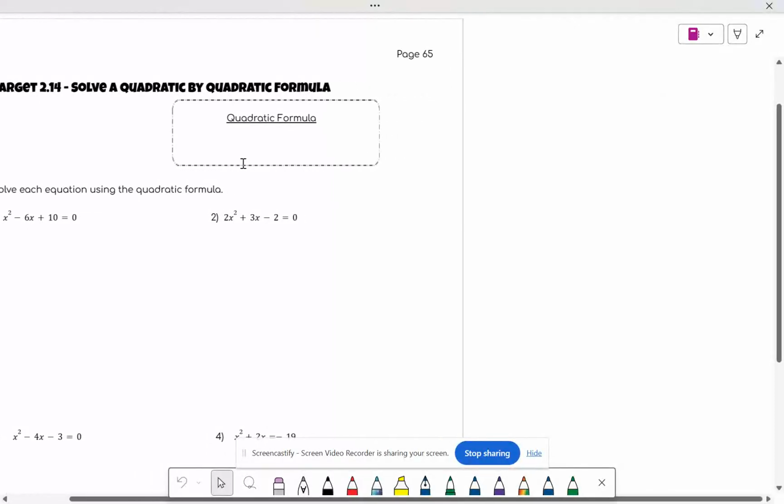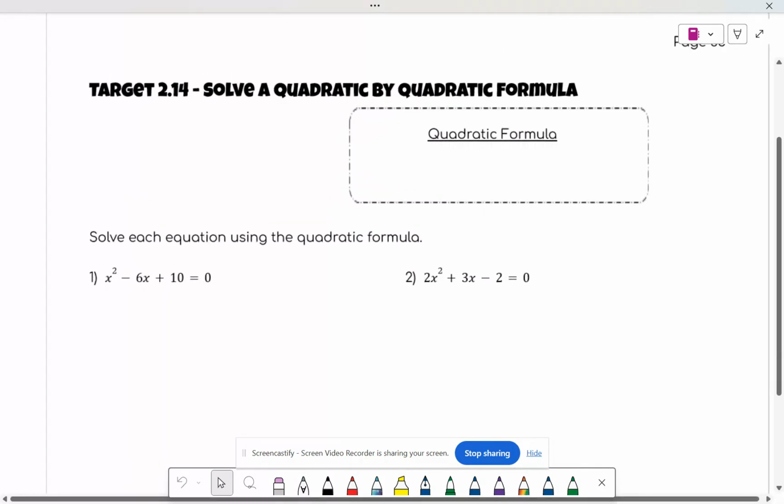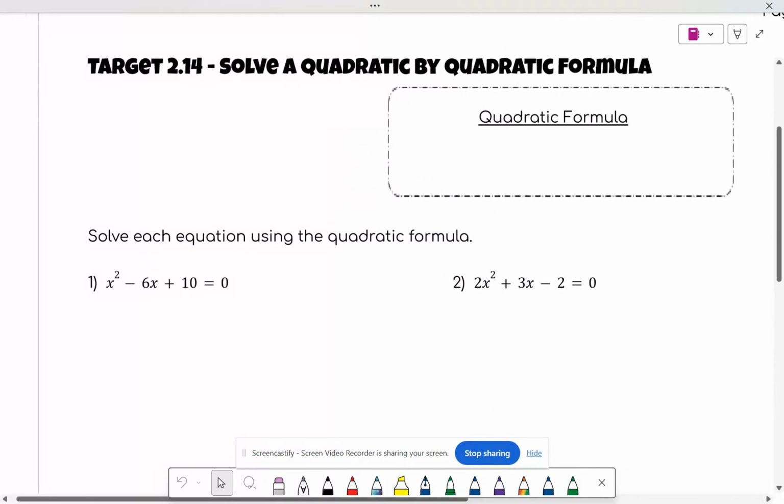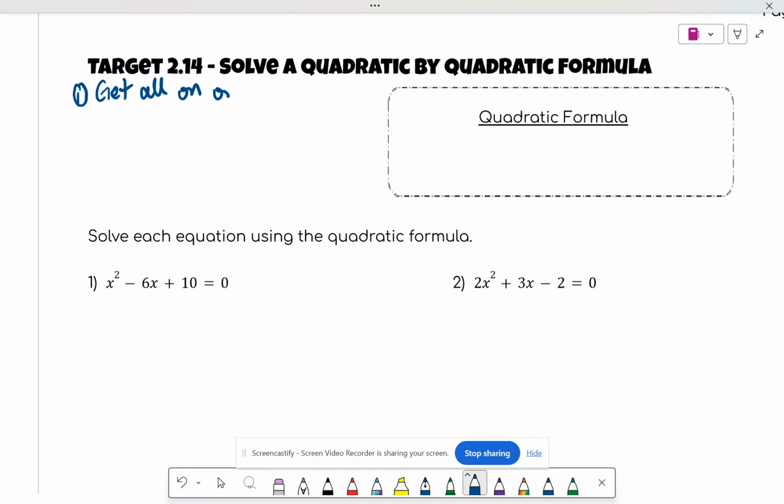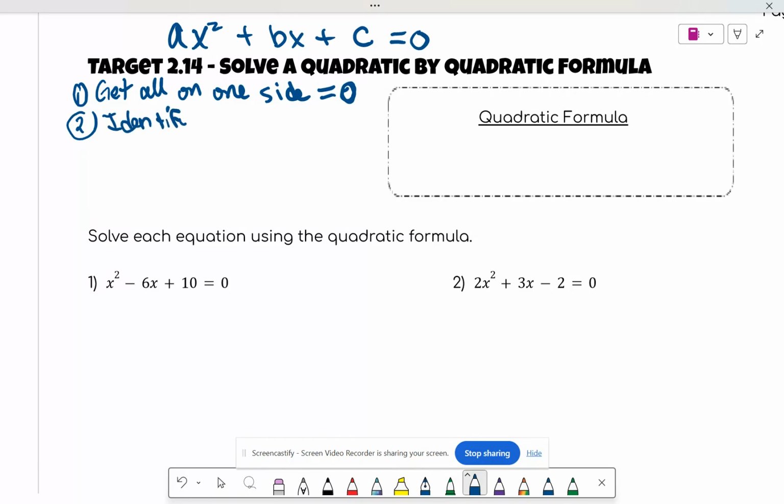Okay, for the quadratic formula, we have some steps to solve using the quadratic formula. And so those steps are, first of all, we want to get everything on one side equal to 0. So remember that we want this to be in the form ax squared plus bx plus c equals 0. And it's important to get it into that form because then the next step is to identify a, b, and c.